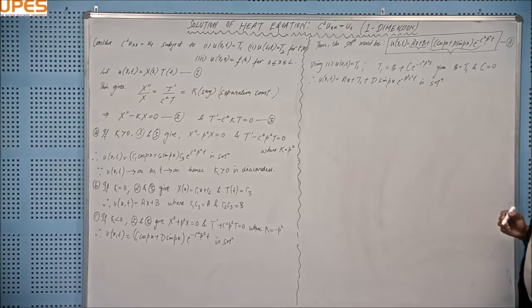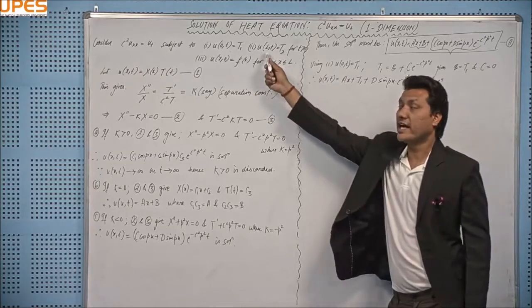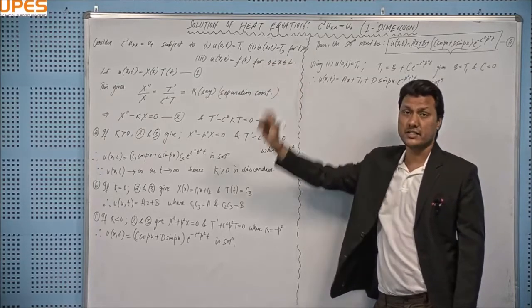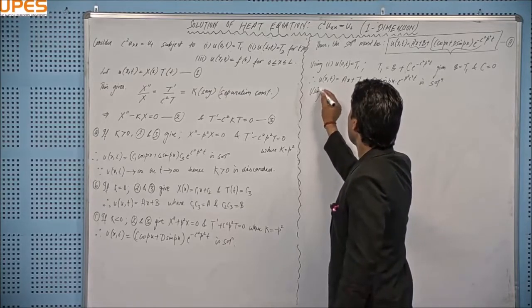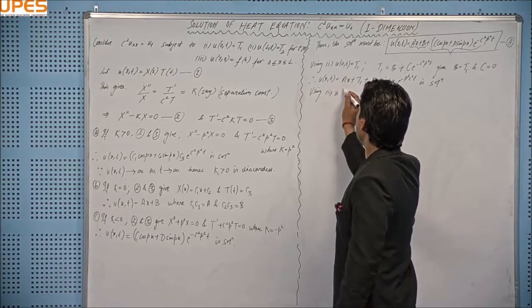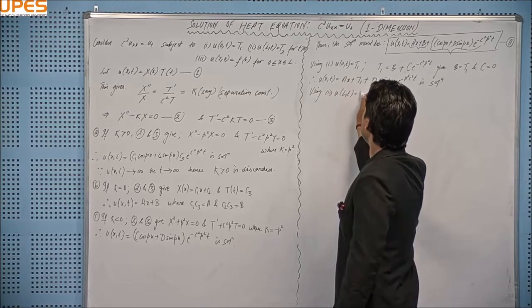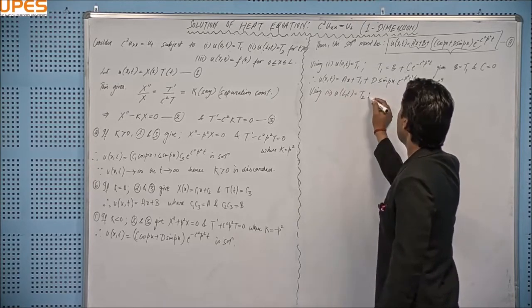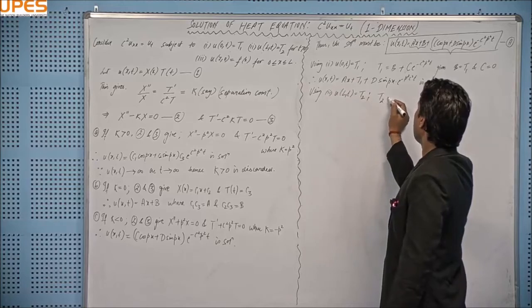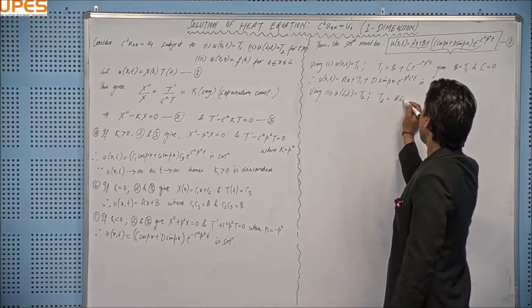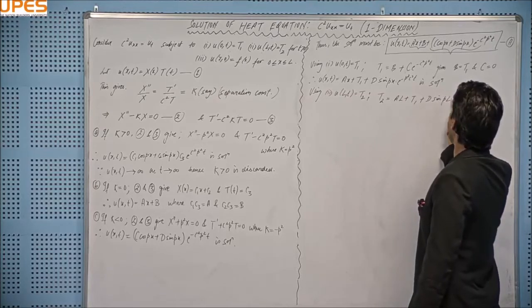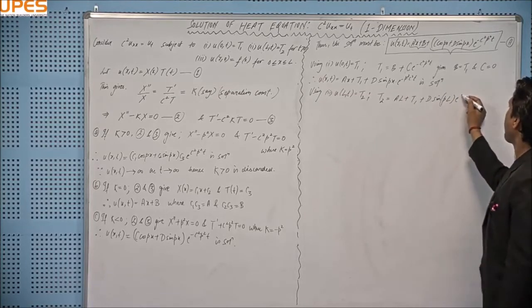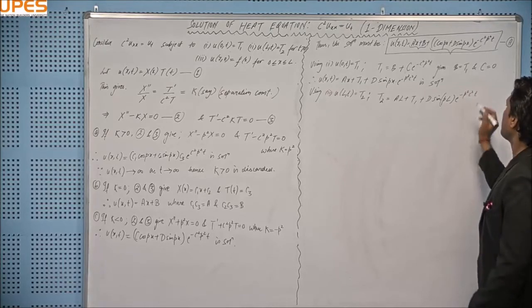Now let me apply the other boundary condition for the right end, where the temperature is maintained at arbitrary temperature T2. Using condition number 2, u(L, t) equal to capital T2, that will give me T2 equal to AL plus T1 plus D sine PL e to the power minus p square c square t.